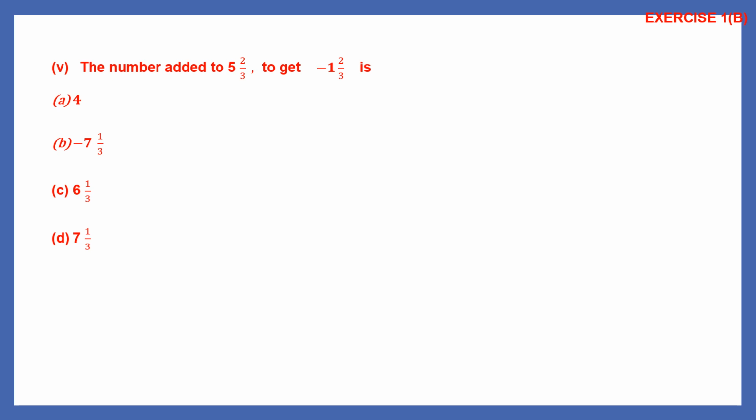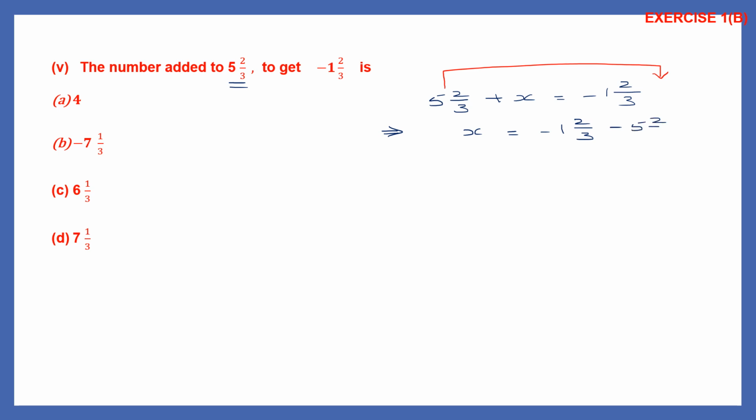Question 5. The number added to this number to get this number is one of these. So that means let's take this number first. So this is the number. The number that is added to this, that is x, to get minus 1, 2 by 3 is what we need to find out, the value of x. So to find the value of x, let's leave x here. On the right hand side, we have minus 1, 2 by 3. Let's transpose this to the other side. So this becomes minus when it goes to the other side. So it is minus 5, 2 by 3.